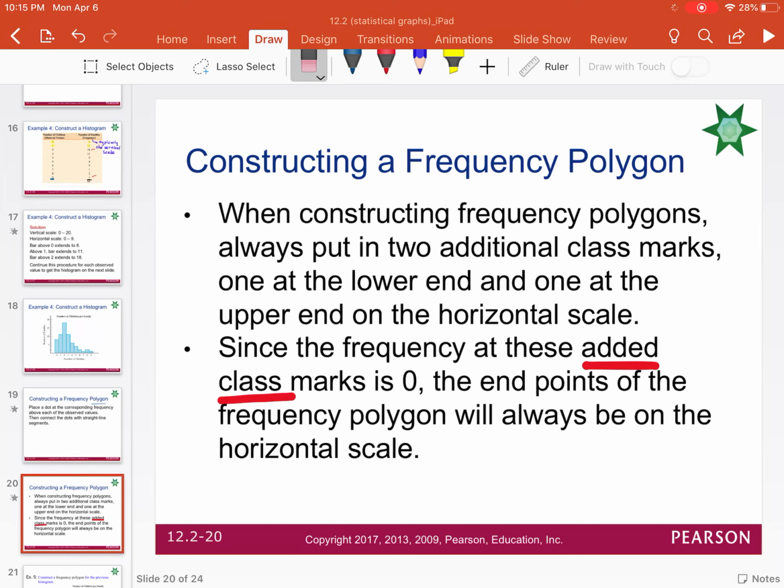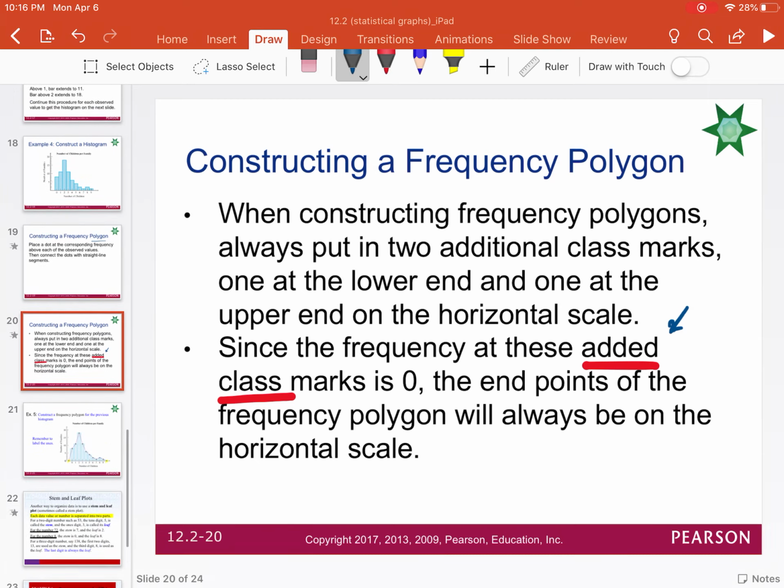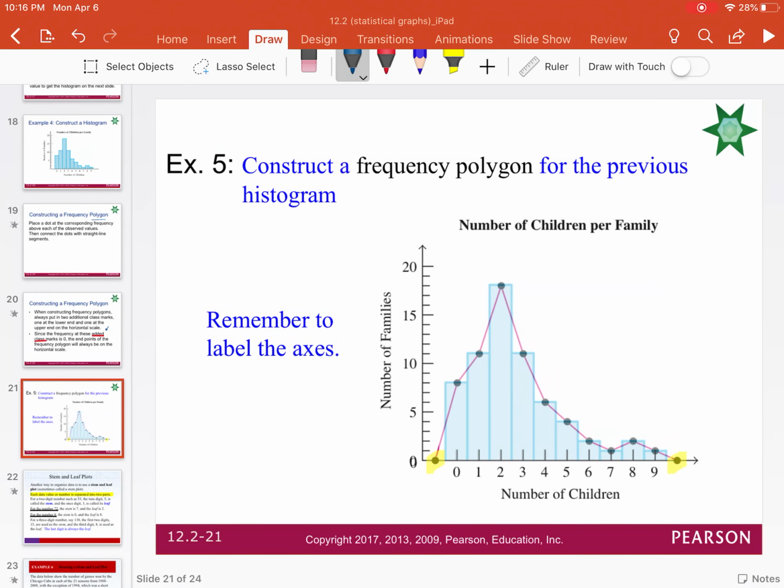Basically, all you're going to do is add a dot to the center of each bar. You're also going to add a starting and an ending point. They're not real data, but they bring the graph down to the x-axis. Okay, I'll kind of show you this. So here you go. All you do is add these dots.